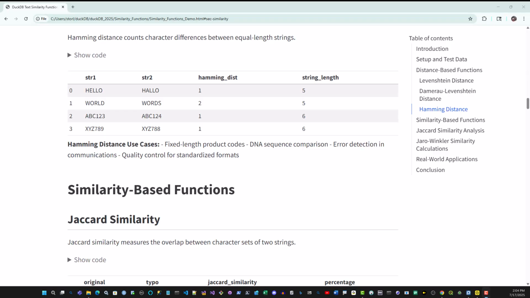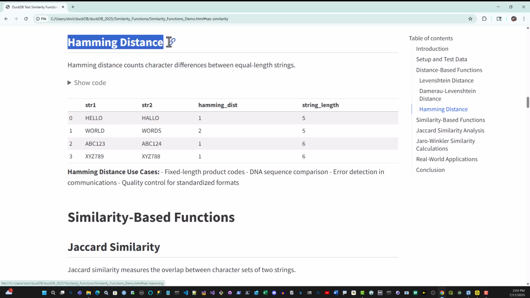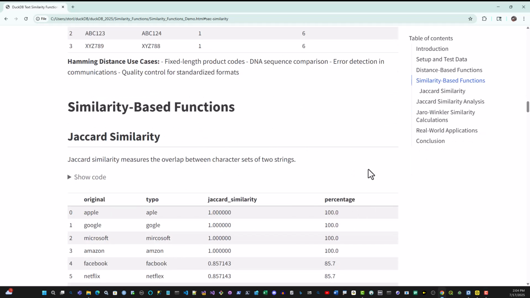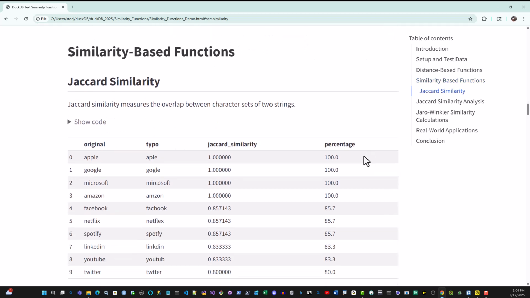So in this video, part 2 of this series on similarity and distance functions in DuckDB, we're now going to move to the similarity-based functions. As you can see here on my screen, we left off with the Hamming distance in the last video, part 1. Now we're going to be looking at similarity-based functions.